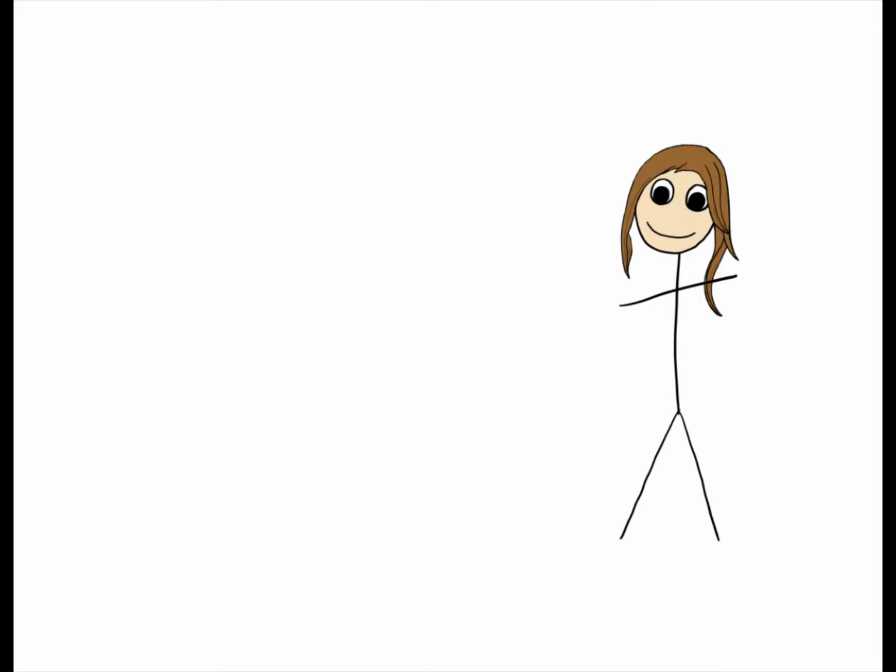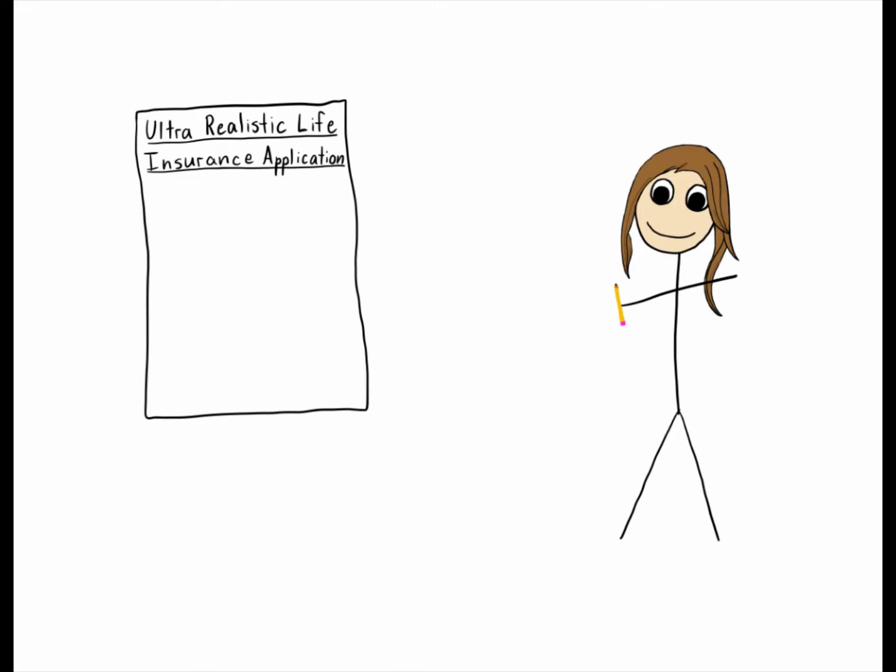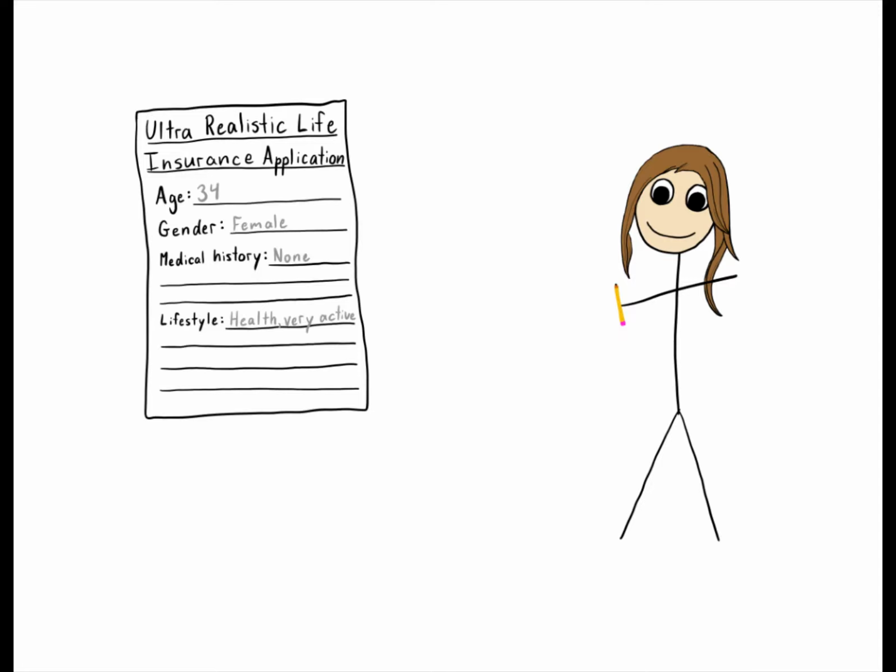Let's say Sally here applies for a life insurance policy. Before I can give Sally an awesome premium, I need to know everything about Sally. When she applies for the policy, she includes in her application all of her personal information, age, sex, medical history, and she also writes a bit about her lifestyle.